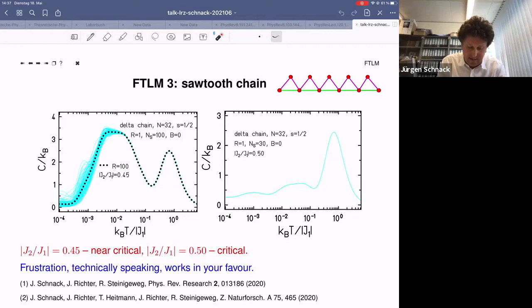And that is due to the fact that in these systems, where we have competing interactions between spins, we observe frustration. We call these systems frustrated. And technically speaking, frustration works in your favor.